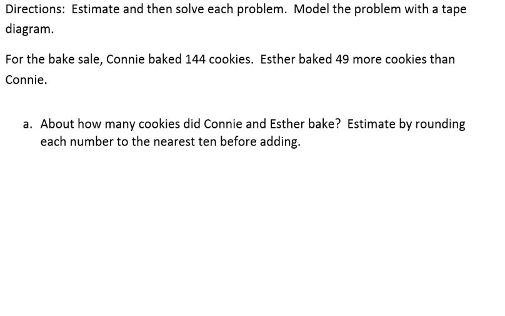The first problem says, for the bake sale, Connie baked 144 cookies. Esther baked 49 more cookies than Connie. The first question says, about how many cookies did Connie and Esther bake? And then we're going to estimate by rounding each number to the nearest 10 before adding.